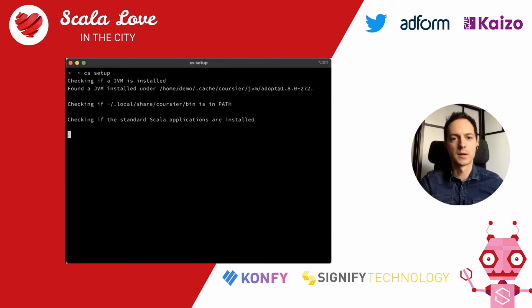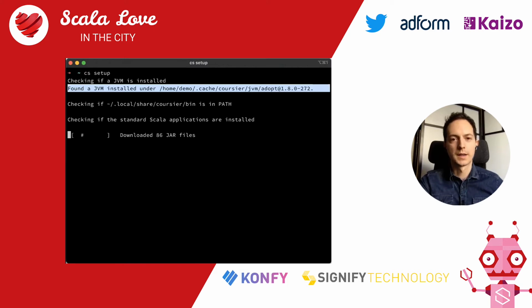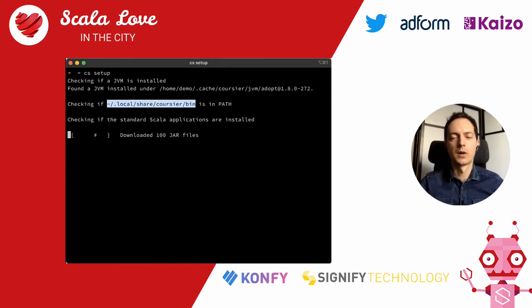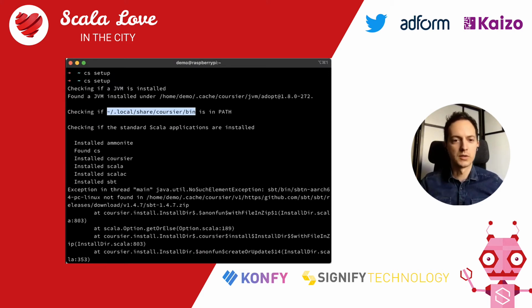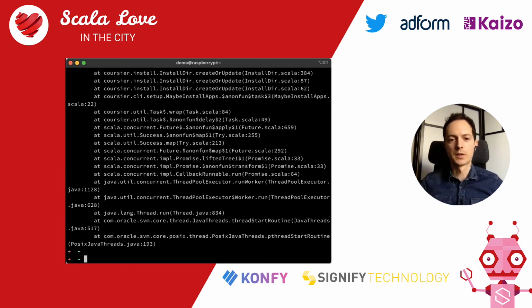So let's run it. So it found a JVM, so it doesn't try to install one. It found that the directory where launchers are put is already in the path. And next, it tries to install some Scala applications. And as support for this architecture is quite new, it fails at some point, but it already installed a few applications. Right, so this was the setup command.